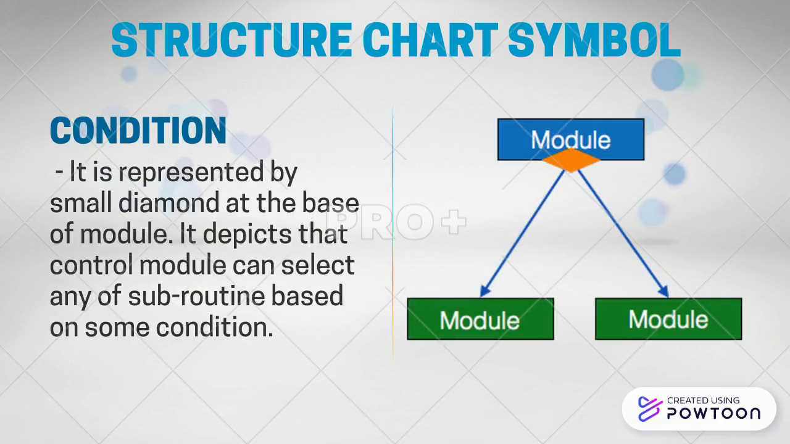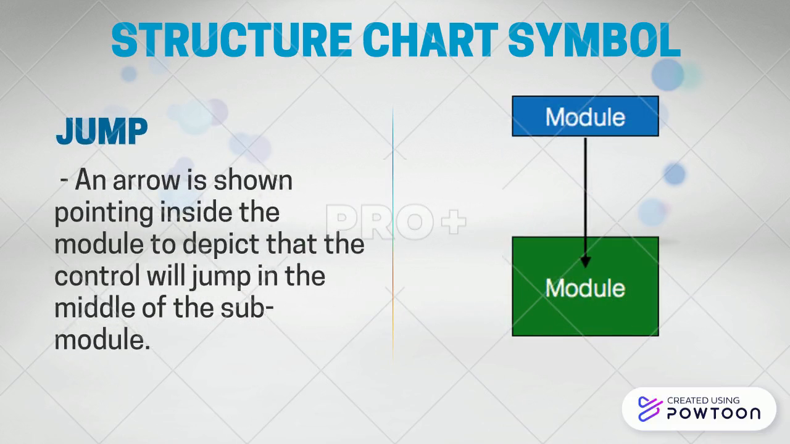A condition is represented by a small diamond at the base of a module. It depicts that the control module can select any of the subroutines based on some condition. A jump is shown as an arrow pointing inside the module to depict that the control will jump into the middle of the submodule.